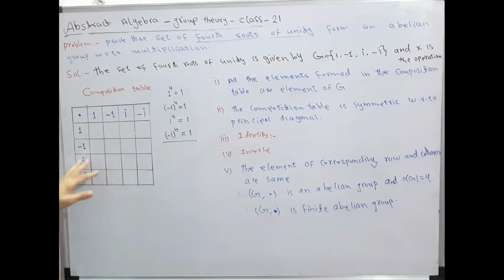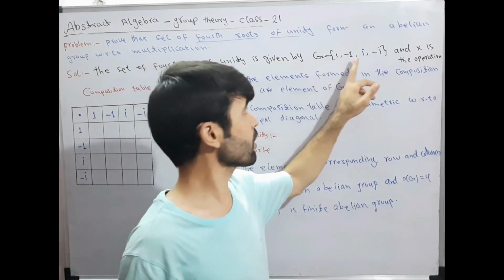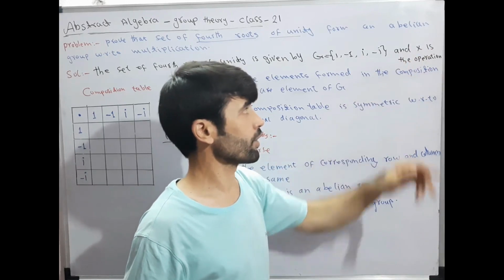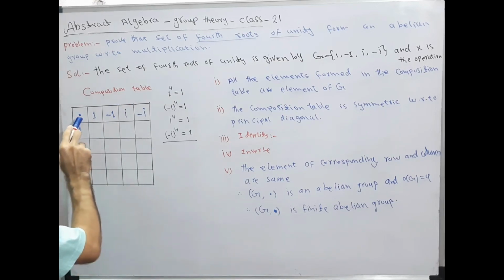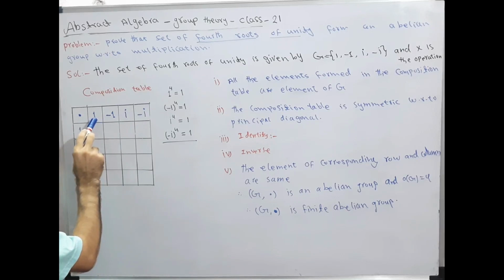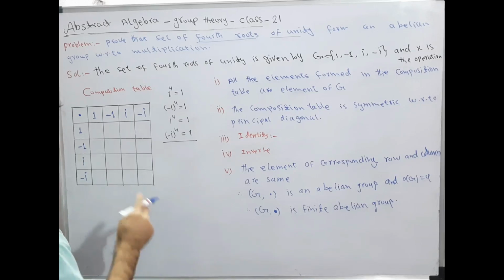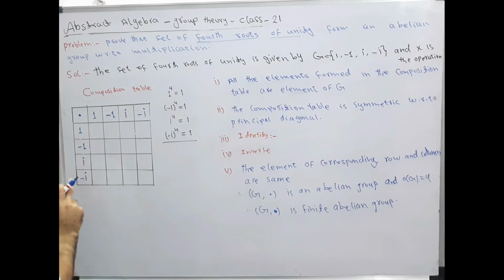We now solve this problem. The set of fourth roots of unity is given by G equal to {1, -1, i, -i}, and multiplication is the operation. The composition table is, on the left side we have the multiplication operation, and in the first row and first column we put the elements of set G: 1, -1, i, -i.